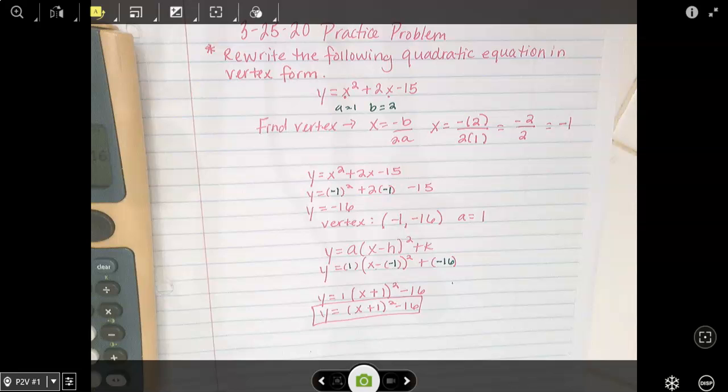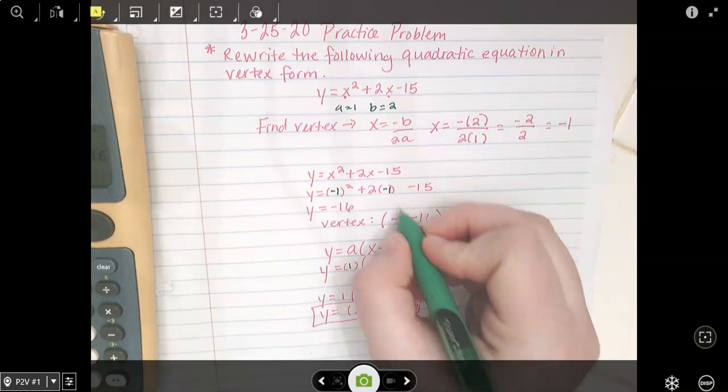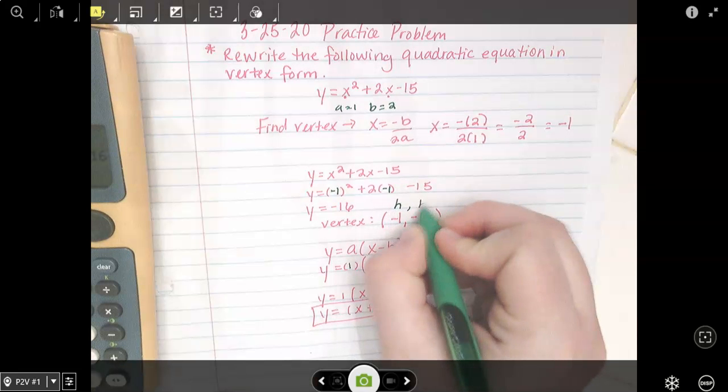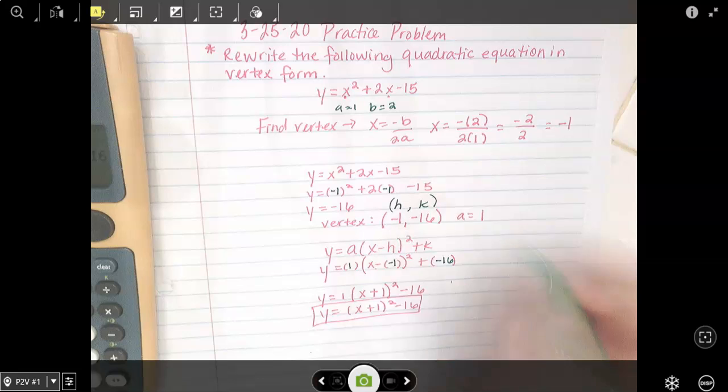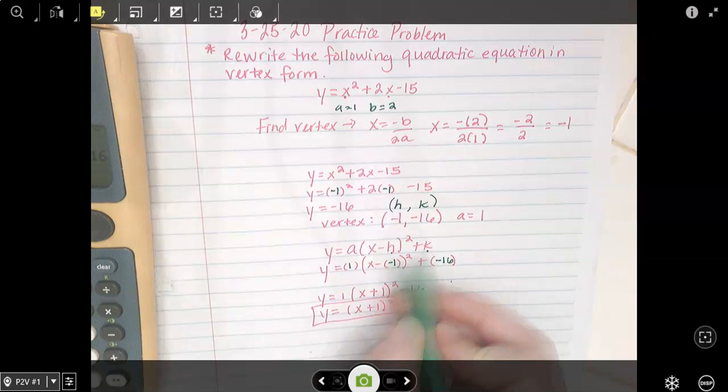One more thing that I didn't point out, you should know this already, but I'm just going to point it out in case you don't. The vertex is h comma k. That's where you know to plug it in here and here. Okay, just make sure you remember that.